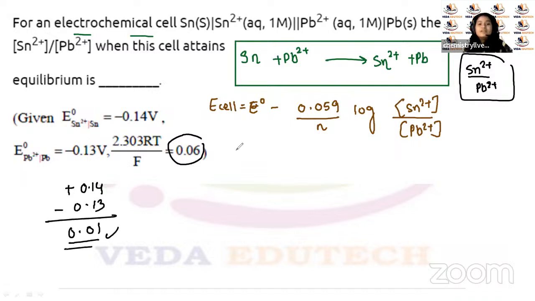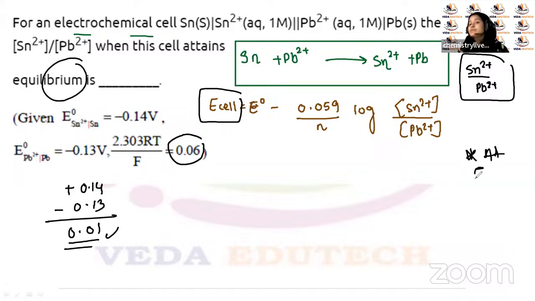Yes. So here, instead of this E cell, what are we going to put? Instead of E cell, we are going to put 0. Why? Because it is in equilibrium. And at equilibrium, this point is important: at equilibrium, the EMF of the cell is 0. What, children? At equilibrium, the EMF of the cell is 0. Yes, the EMF of the cell is 0.